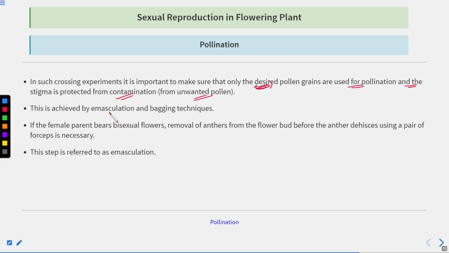Now, this is achieved by emasculation, which means removing of the anthers, and another one is the bagging technique. Contamination from the unwanted pollen is avoided by emasculation. What is emasculation? It is the removal of the anthers. If the female parent bears bisexual flowers, meaning flowers that contain both the male and the female reproductive system, removal of the anthers from the flower bud before the anther dehisces using a pair of forceps is necessary, and this process is known as emasculation.